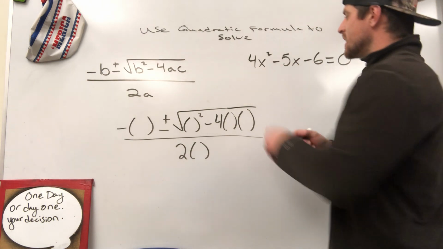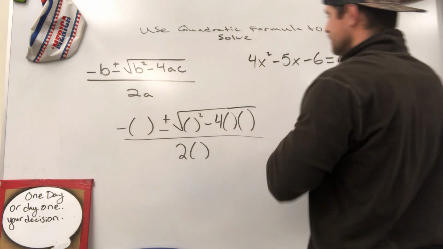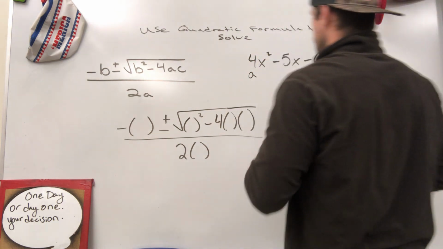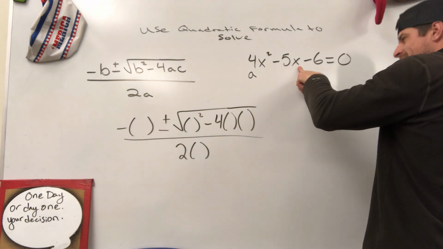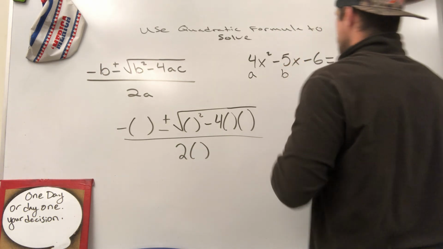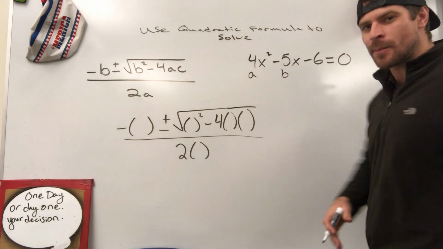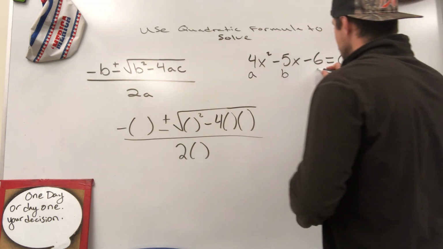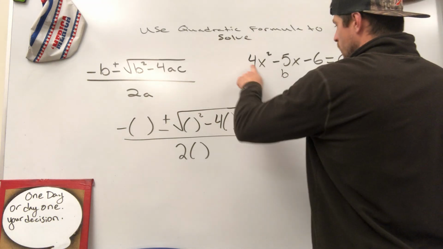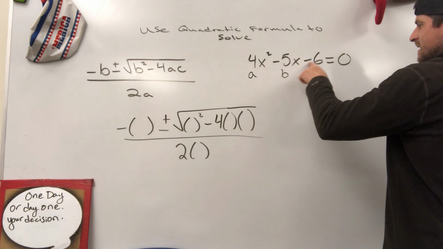One thing we need to know is the number that's in front of the x squared, the coefficient in front of x squared, that's your A. The one attached to the x, the coefficient attached to just the x term, that's your B. And then the constant, the number all by itself on the end, that's your C. So now we know our A, our B, and our C values. A is 4, B is -5, C is -6.